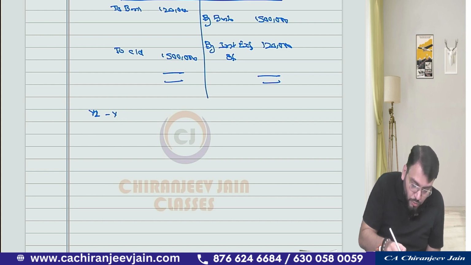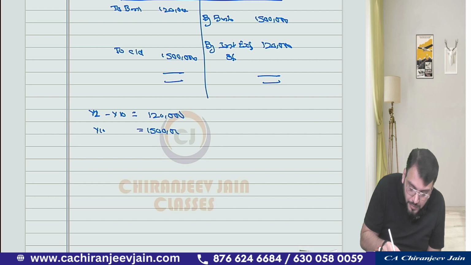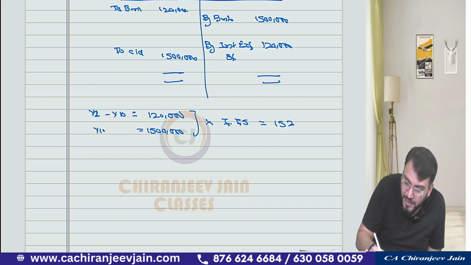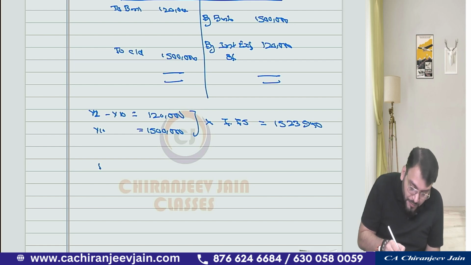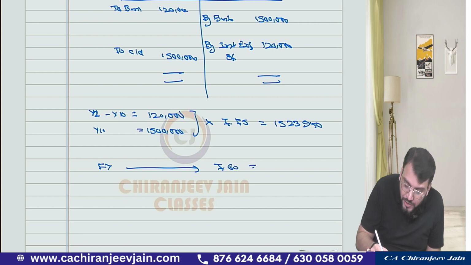So Y2 to Y10 is equal to 1,20,000, and at Y10 it is 15 lakh. If you discount using 7.75%, then this will come to 15,23,940. They are saying this, okay? And the fair value by discounting at 7.60% is coming 15,38,000.